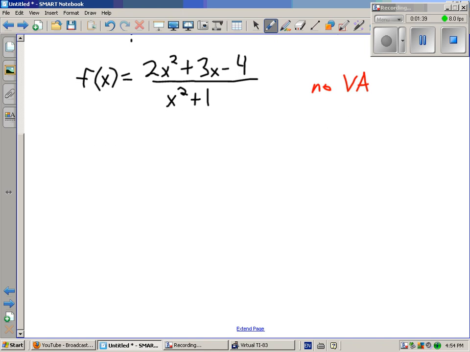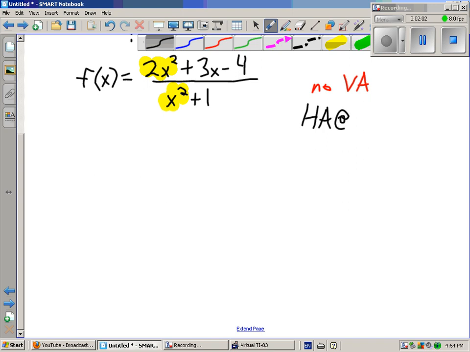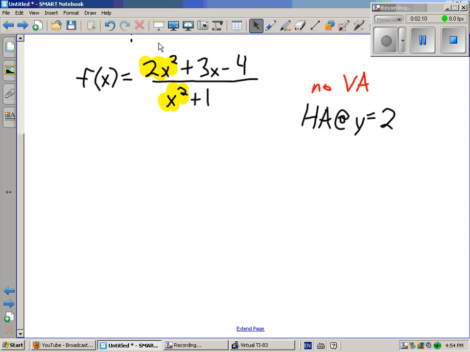When we look at the leading terms in order to find the horizontal asymptotes, we look at 2x squared and x squared because we're looking at end behavior. So therefore, when x gets very large, we wind up with 2x squared over x squared, which is just 2. So we have a horizontal asymptote at y is equal to 2. As a reminder, do not say horizontal asymptote is equal to 2. Horizontal asymptote at y is equal to 2. So we have an object and we're telling you where it is. It is at y is equal to 2.